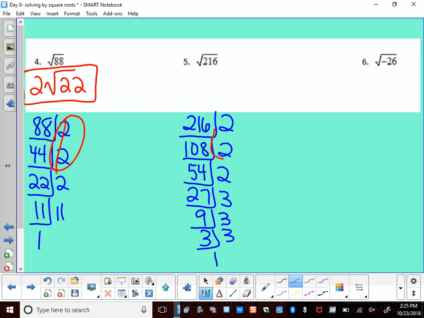So I have a pair of 2s, a pair of 3s. Those come out to 2 times 3. Yep, so those come out as 2 times 3. What's left over under the radical? 2 times 3. So my answer is 6 root 6.